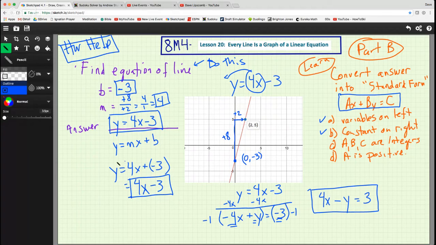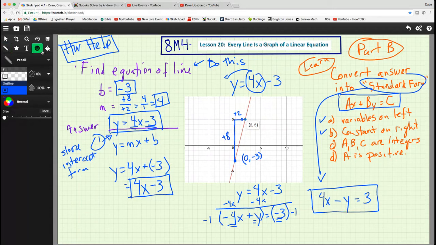So we have two answers to the equation. One, our y equals mx plus b. This is called slope intercept form, and we learned that last time because it's given in terms of our slope and our intercept. And this is called our standard form, where we have our x's and y's on the same side and our number on the right. This is a harder to graph form, but it's used for other purposes.